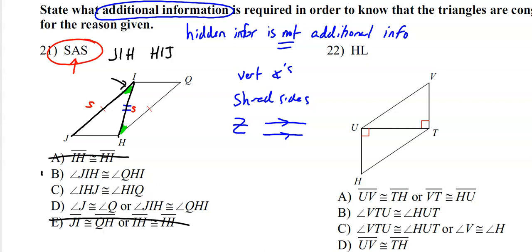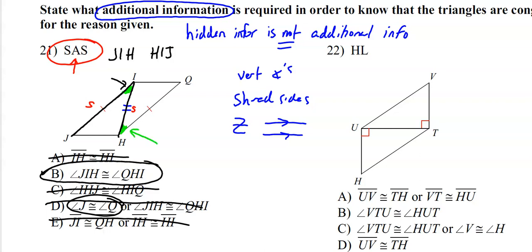JIH or HIJ, this is looking good. This is out. And it definitely isn't J and Q. So I think right now we got it locked in as B. Let's just double check the other green part. This person is QHI. That looks good.